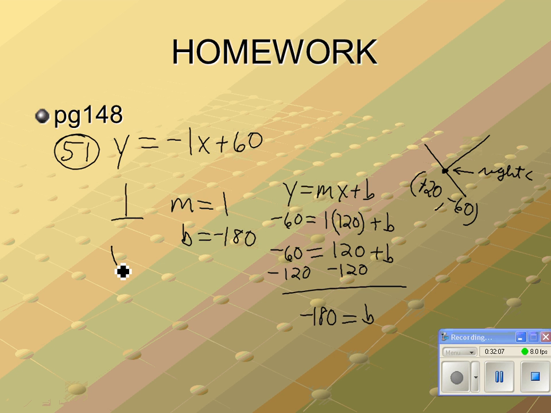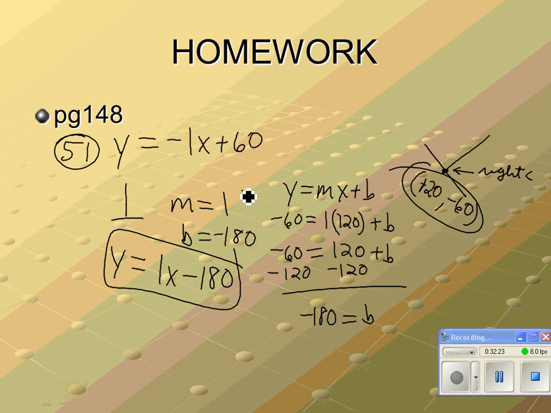What's my equation then? And again, I could have took this point and the slope and written it in point slope form, then changed that over to slope intercept form. Doesn't make any difference, whichever way you decide to do it.